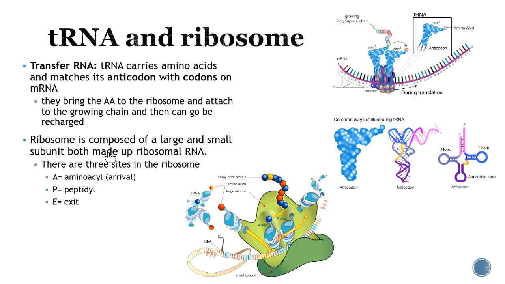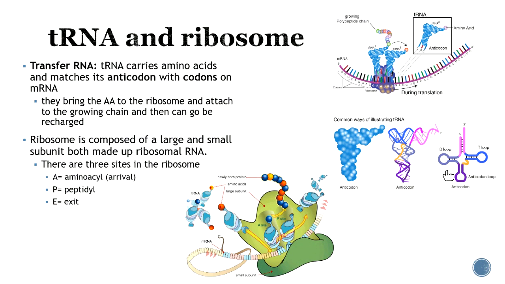As I mentioned, we need some helpers with this one. We're going to need a transfer RNA and a ribosome. What tRNAs do is they bring the amino acid that relates to a specific codon to the growing protein chain. There's different ways that we show tRNA. It's just a long strand of RNA, and then it folds in on itself. It can look like this shape right here, or this T shape that we're used to seeing.